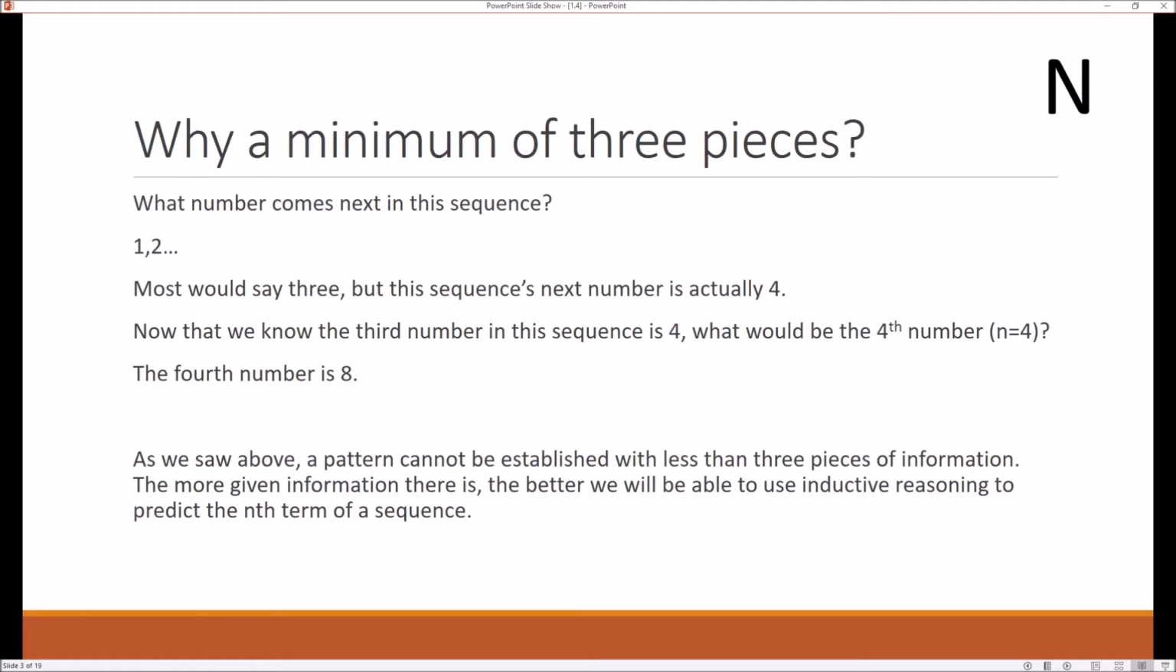Keep that in mind. That's going to be on your quizzes. That's going to be on your test. There's going to be questions where you only have 2 pieces of information, and I say use inductive reasoning to find the 4th term. You're not going to be able to without the 3rd term there.